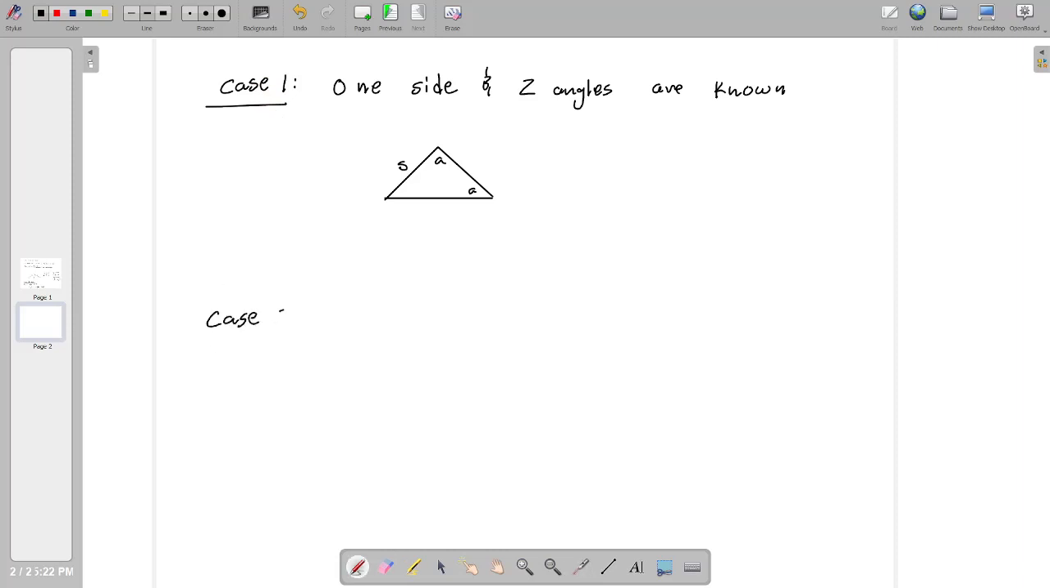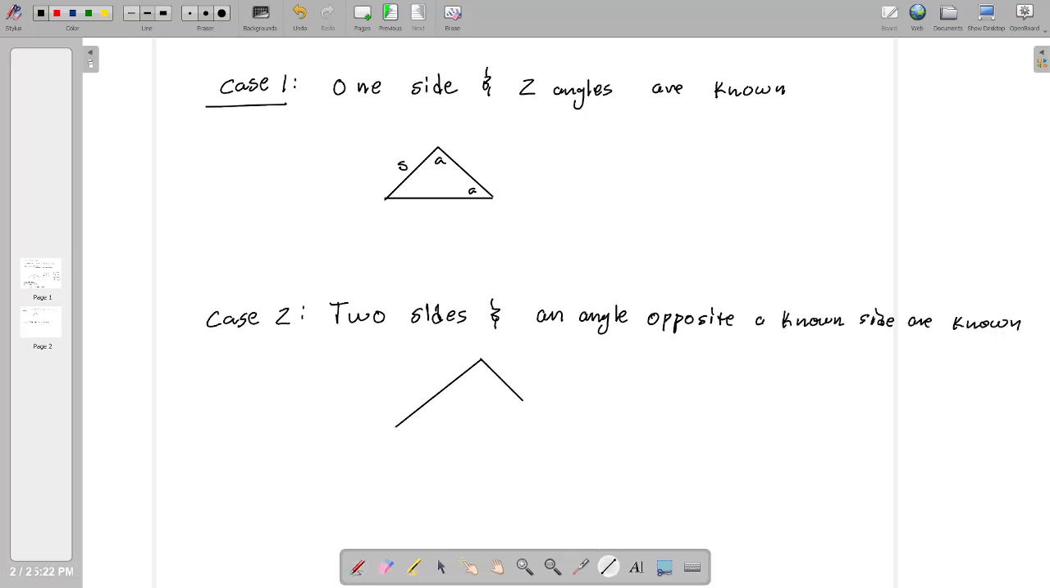Now case 2, this one's a little bit trickier. 2 sides and an angle opposite a known side are known. Now let's draw a triangle here. Suppose that we have this. Now, if we know this side and this side, in order to fall into case 2, we would either need to know this angle or this angle, because we need to know an angle opposite a known side. We know this side and this side, which means we need to either know this angle or this angle in order to use case 2.